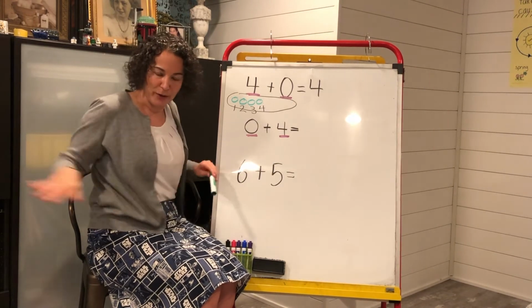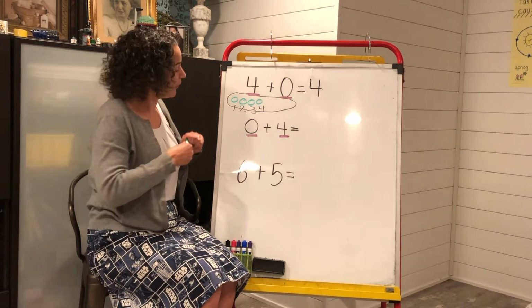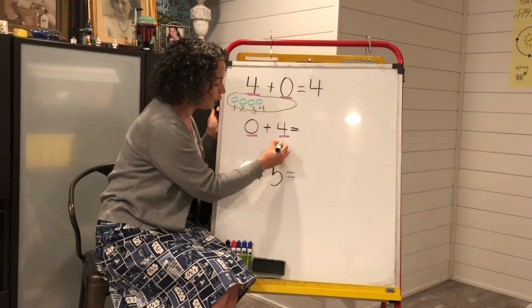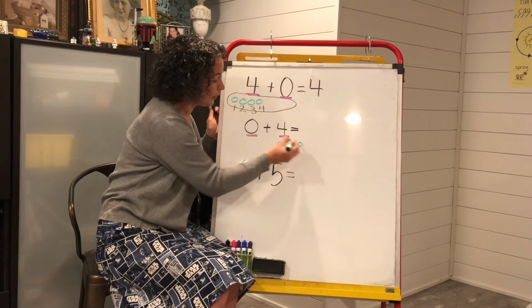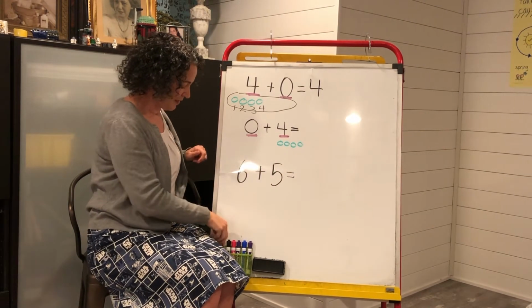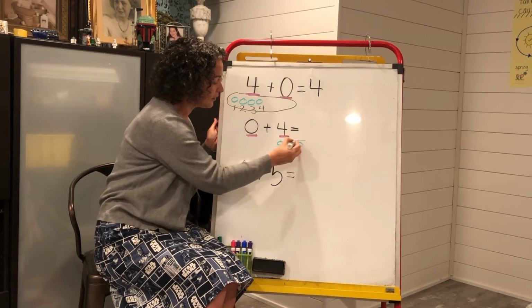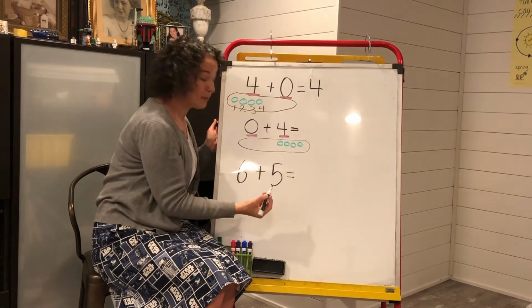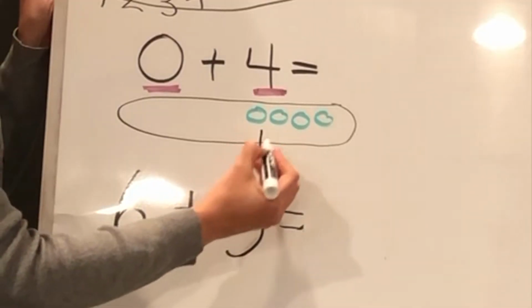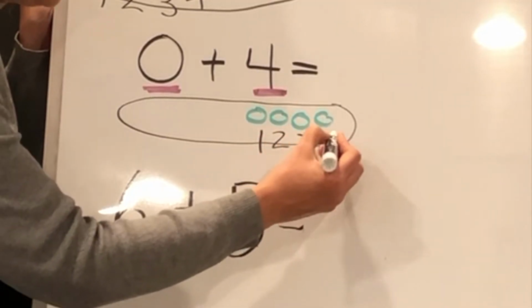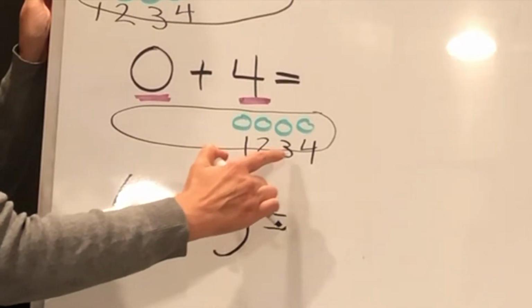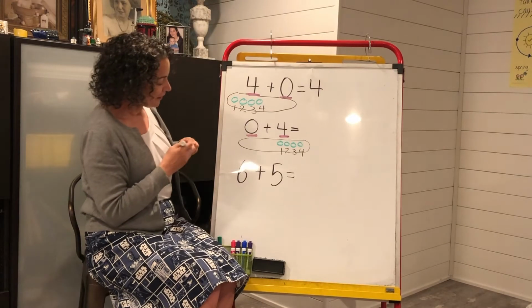0, no counters, none. No counters for 0. And then we need 4 counters for 4. 1, 2, 3, 4. And then we circle our counters. And we count them up. Help me count, my friends. 1, 2, 3, 4. Let's count it again. 1, 2, 3, 4. All right, my friends.